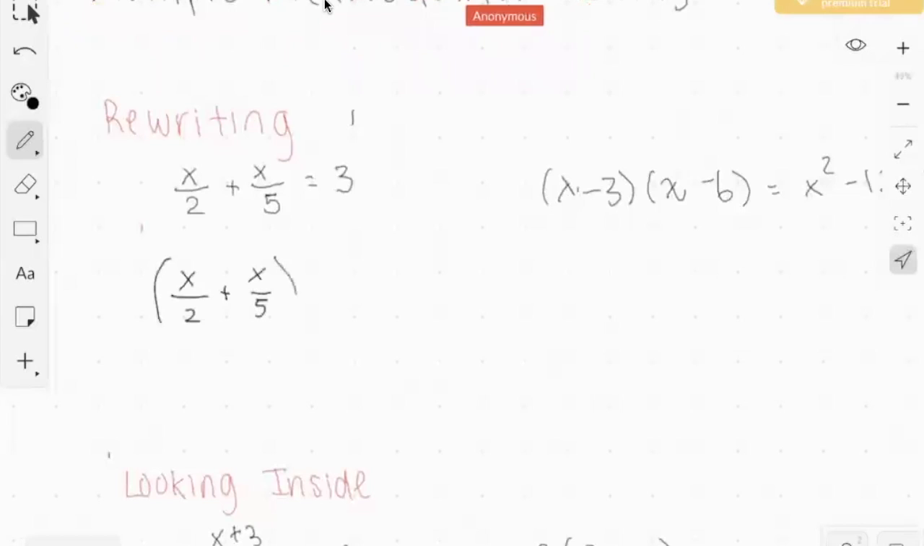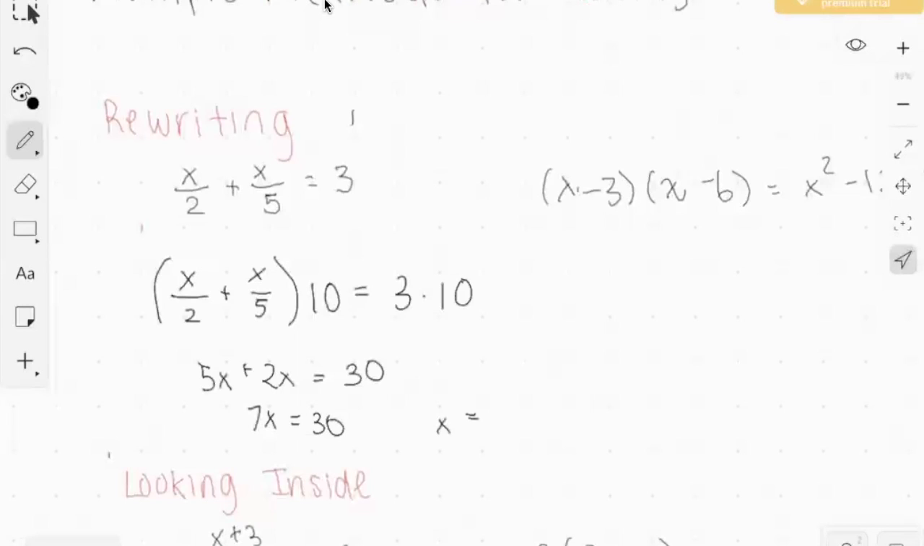If we multiply x over 2 times 10, then we get 5x. And if we multiply x over 5 by 10, we get 2x. So we get 3, and make sure to multiply both sides. So we get 5x plus 2x equals 30, 7x equals 30, and then x equals 30 over 7. And then that cannot be simplified, so x equals 30 over 7 is our answer.